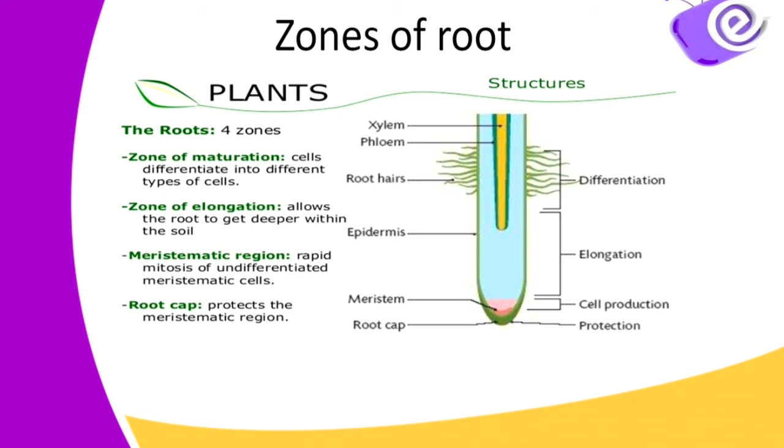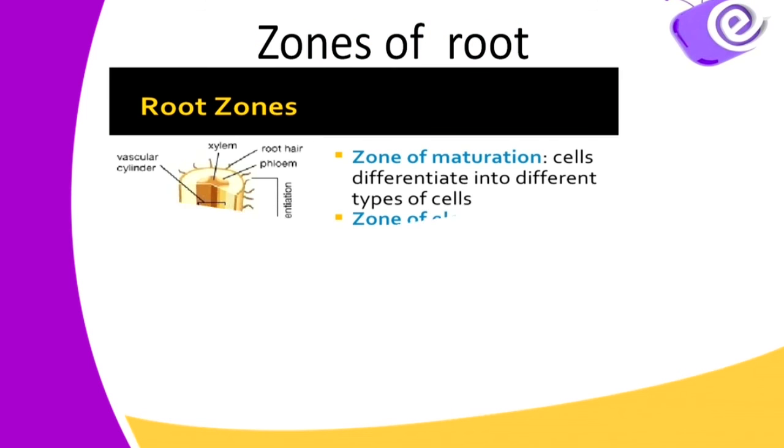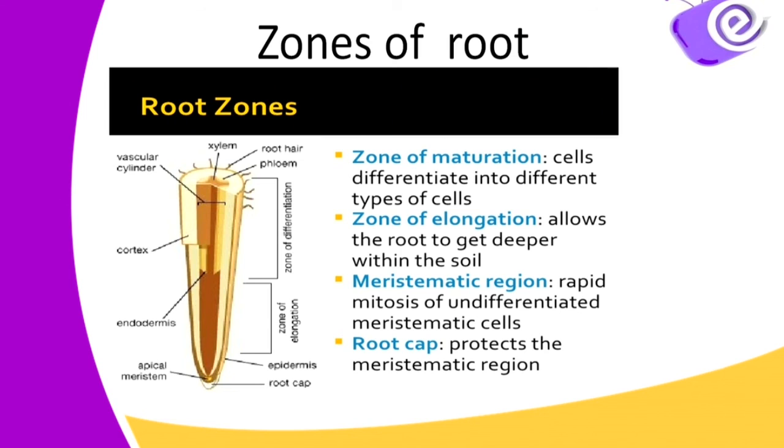Then the final part, we have the root cap, which is down there. This part is for the protection of the meristematic region. Its sole responsibility is protection. So that is what we have discussed, the four zones of the root: first the zone of maturation, going to the zone of elongation, then the meristematic region, and finally the root cap region. That has been our lesson for today.